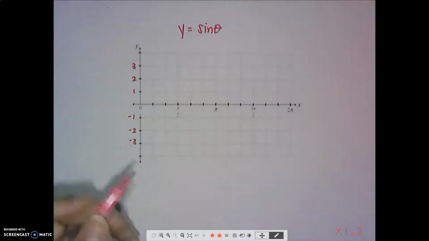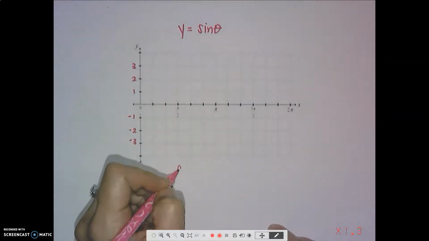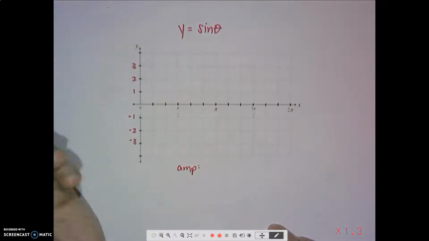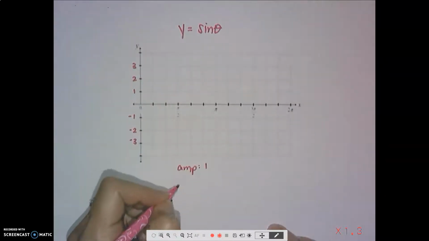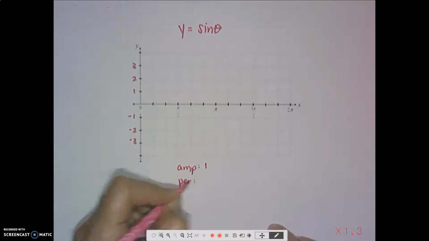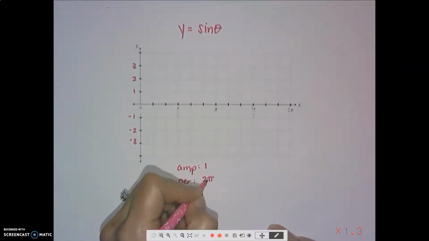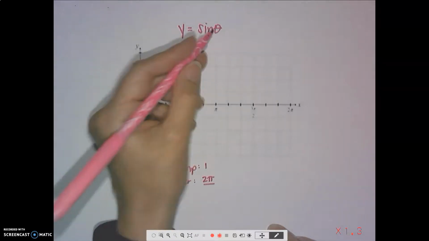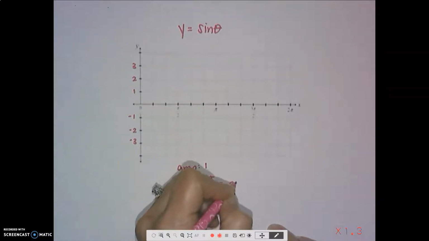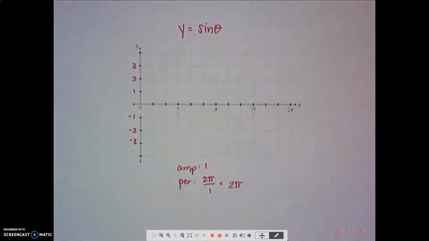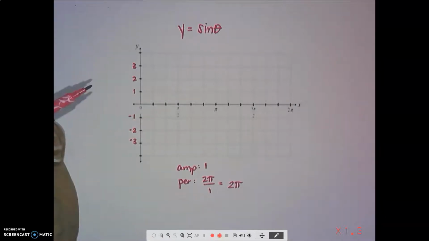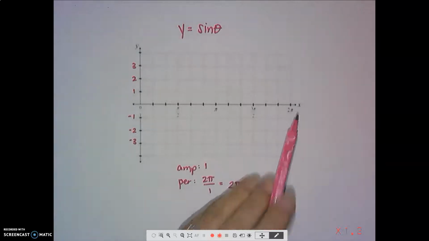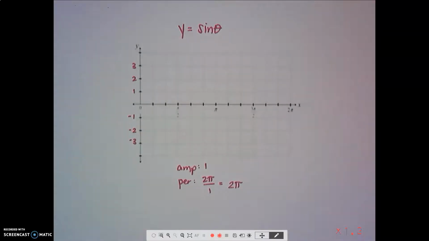So with this, we do need to know our period and amplitude first. Remember, amplitude is going to be the absolute value of the number out front, and that is 1. And our period is going to be 2 pi divided by b, and b is the number in front of theta, so that's 1. So that means 2 pi. That means we're only going to be going up to 1 and down to -1 throughout this process. And by the time we make it over to 2 pi, we're going to have our entire circle.